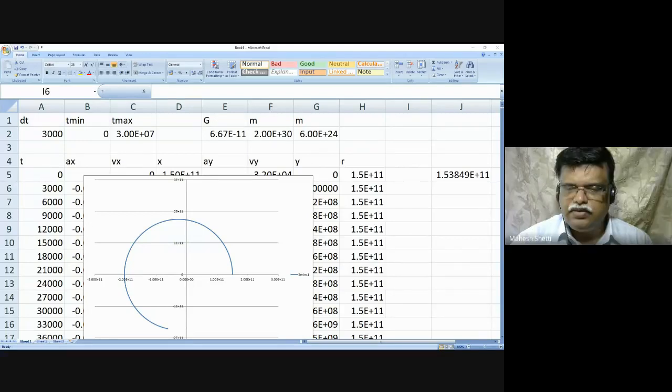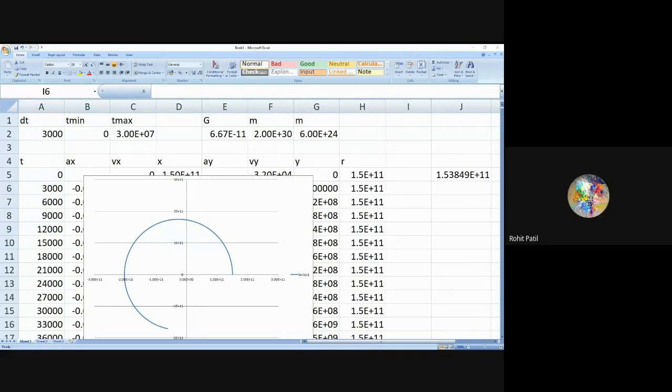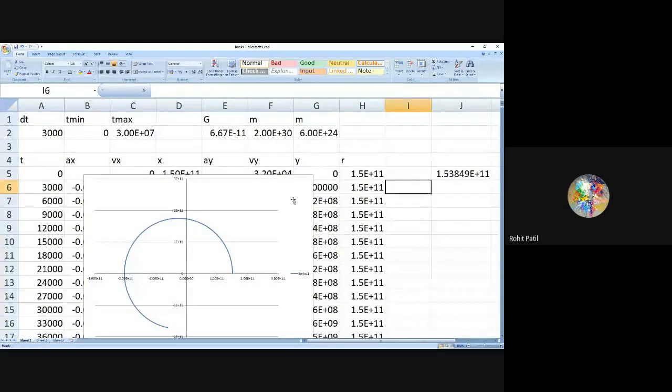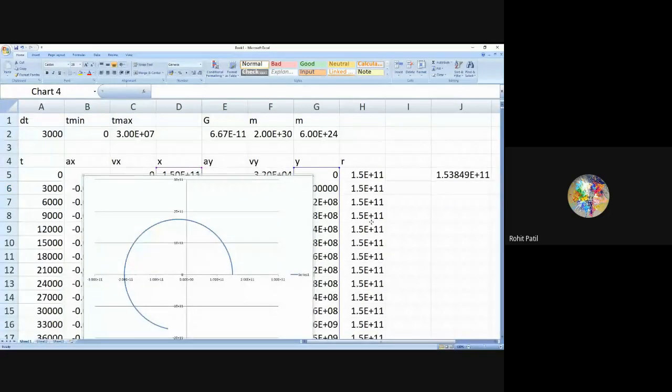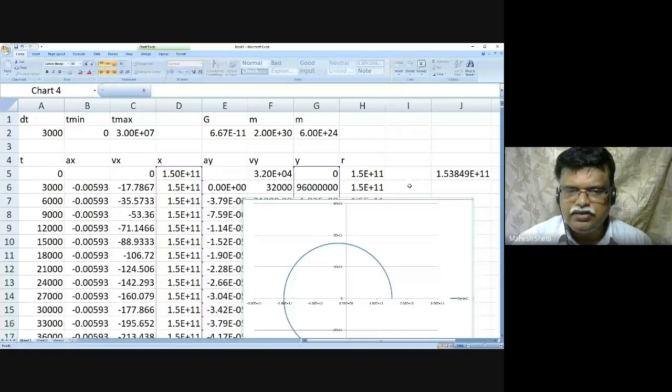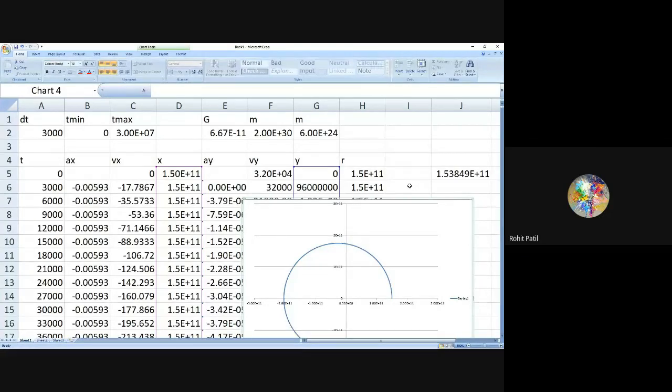Sir? Yes. I am computing a problem here. It is showing that the acceleration formula is not accepting. I think I made some mistake. Can you show us the acceleration formula? It is not taking, so it is showing me some error. Is it showing a cyclic reference error or something like that? No, it is showing inconsistent formula, I think.